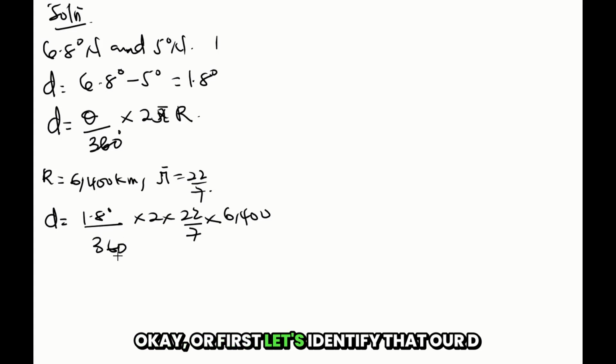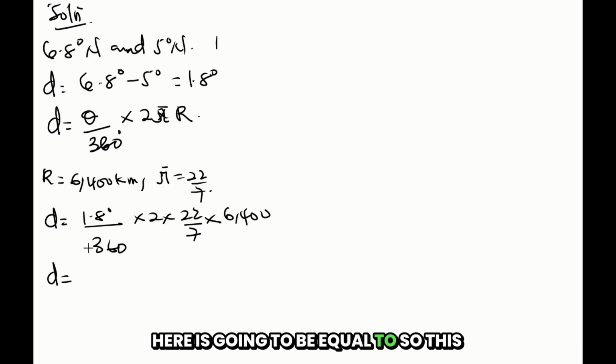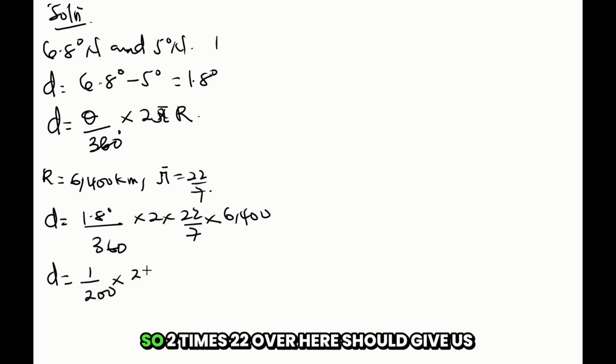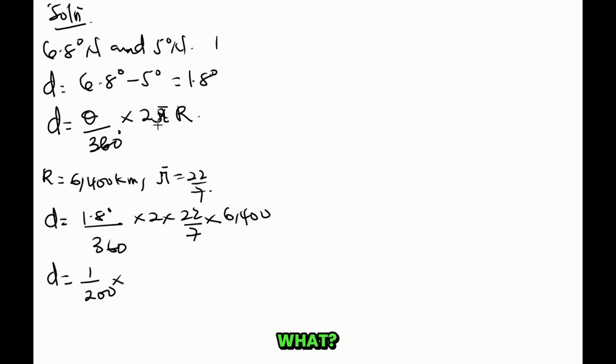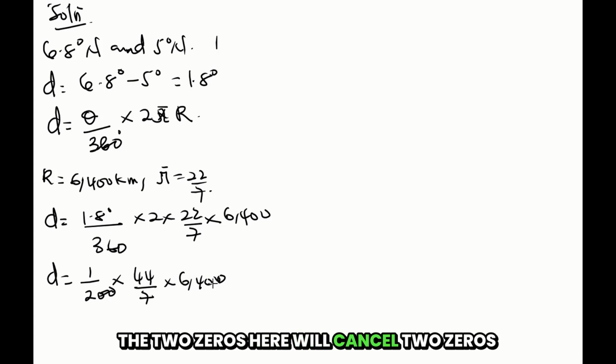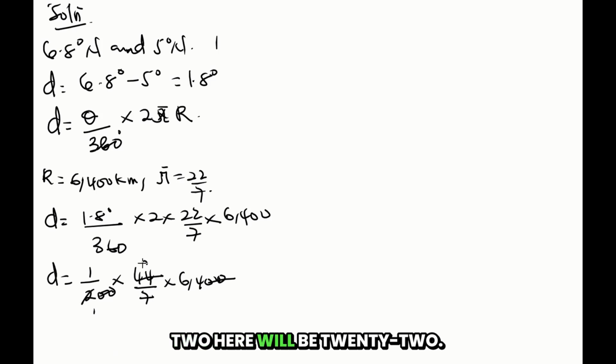Okay, now we see that 1.8 can actually enter into 360. So our d here is going to be equal to, this entering into 360, 1 over 200 times 2 times 22 over 7 times 6,400. So 2 times 22 should give us 44. So this is 44 over 7 times 6,400. The 2 zeros here will cancel 2 zeros here. And the 2 here will cancel itself. So what are you left with? Our d is equal to what?